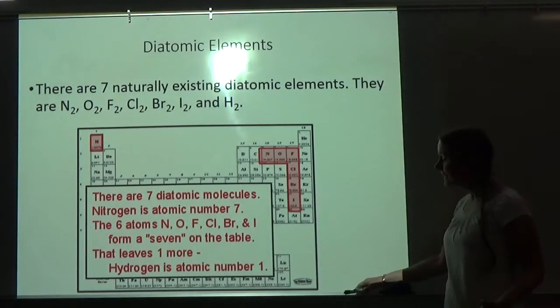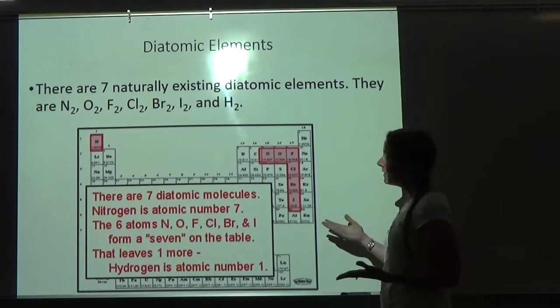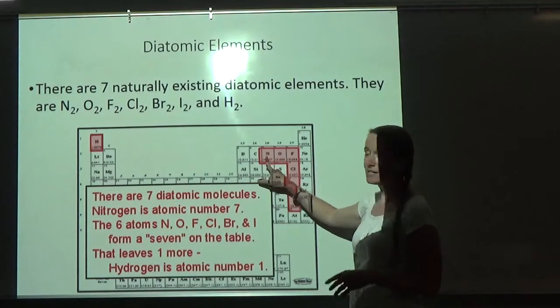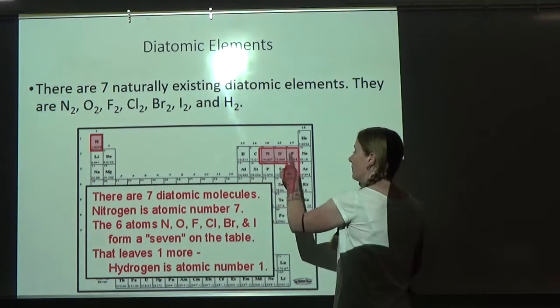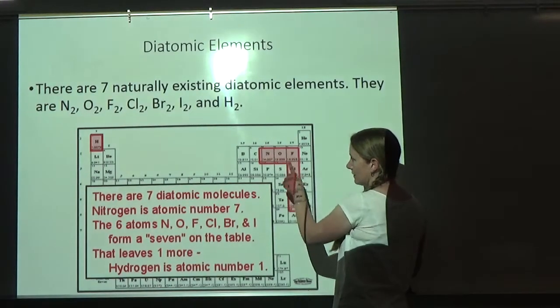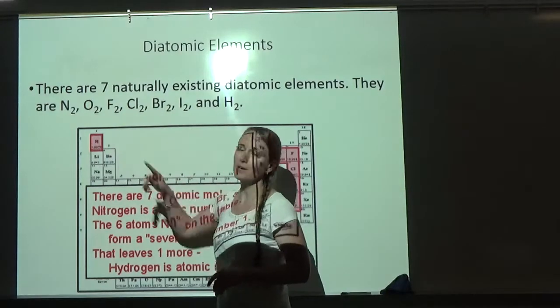So, there are 7 naturally existing diatomic elements. They are easy to find on the periodic table because you start at element number 7, which is nitrogen, and you make a big 7. See how this looks like a 7? So it's N, O, F, Cl, Br, I, but that's only 6 elements. You just have to remember hydrogen.